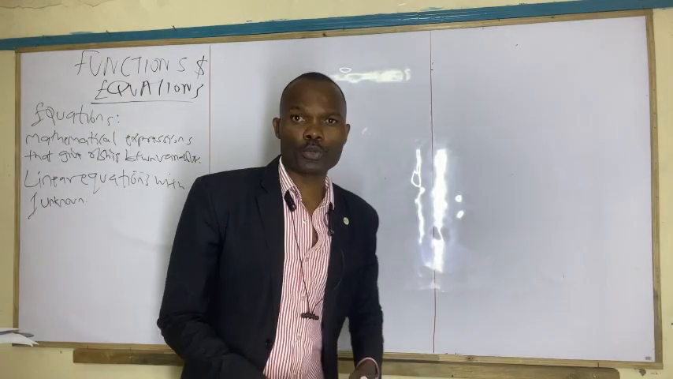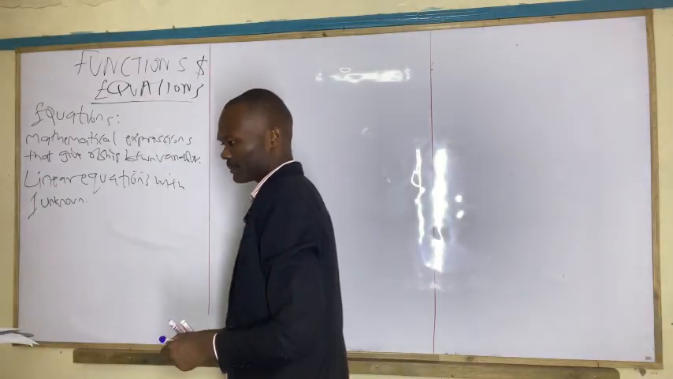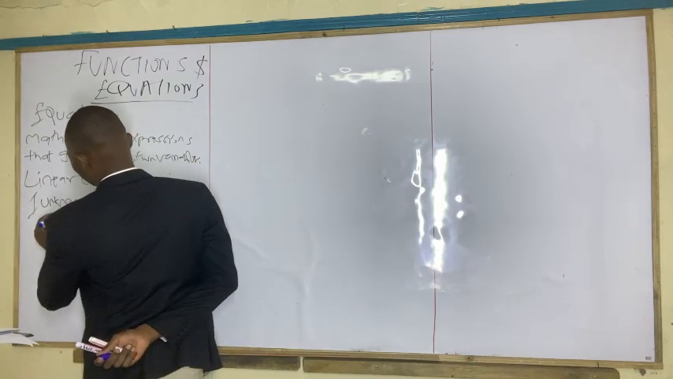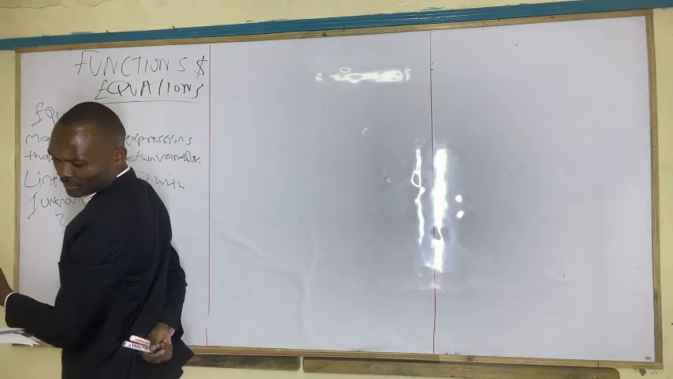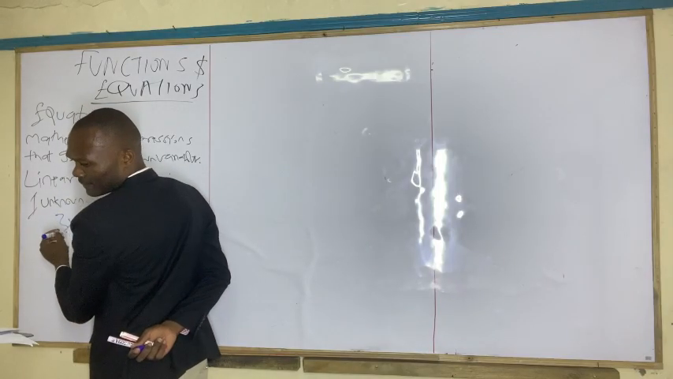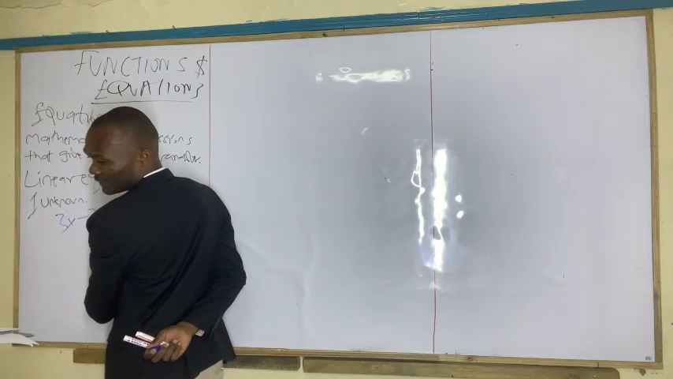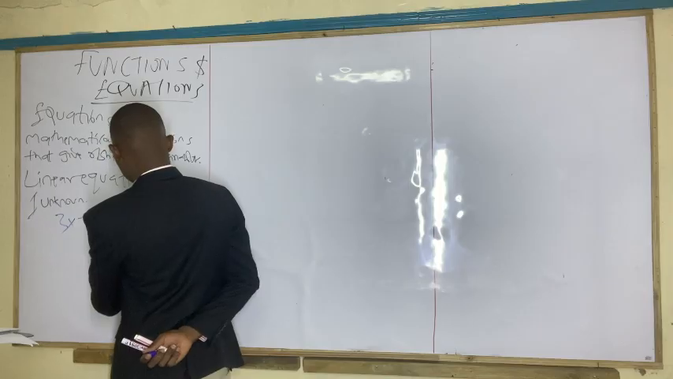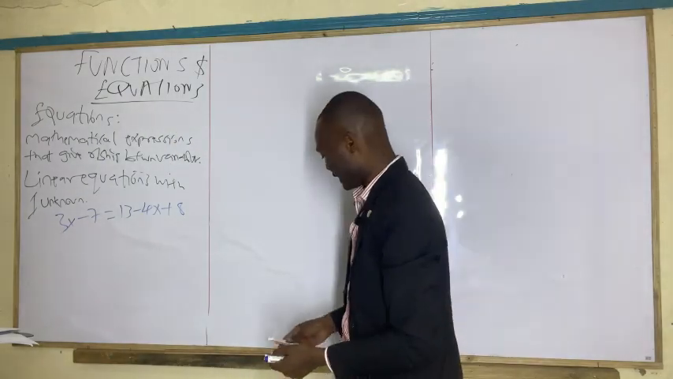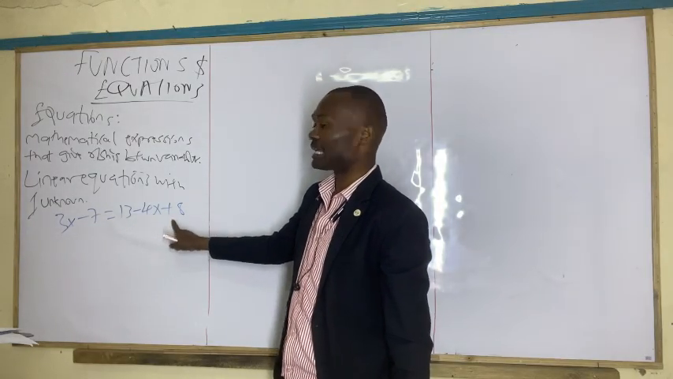So we are going to look at a linear equation with one unknown, ladies and gentlemen. I know you forgive my handwriting, but of course you understand I'm a doctor. Let us look at one with one unknown: 3x minus 7 is equals to 13 minus 4x plus 8.